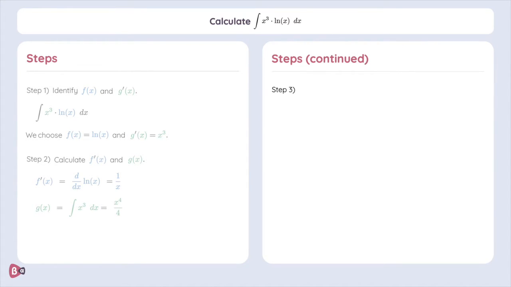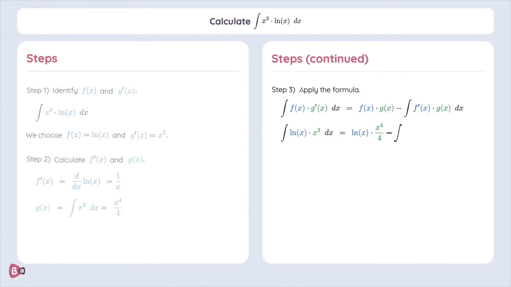So step number 3, we must start applying the formula. Recall that our formula for integration by parts was as follows. Here we have our integral. We rearrange it so that we can identify f of x and g prime of x as shown on the screen. So this now is equal to ln of x times x to the power 4 divided by 4 minus the integral of 1 over x times x to the power 4 divided by 4.